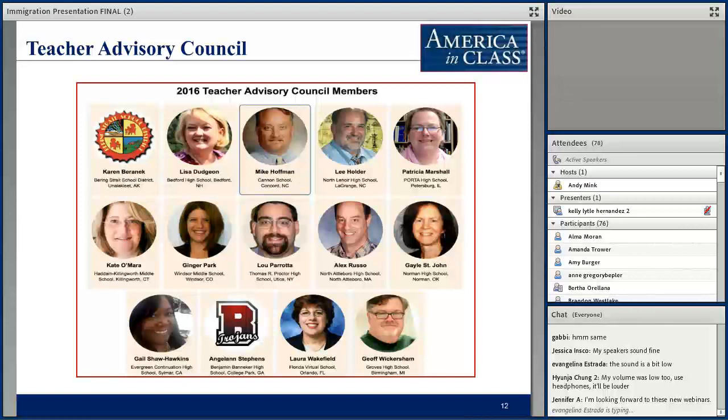We also work very closely with teachers in the classroom. Our Teachers Advisory Council is at the back end of their annual commitment. On August the 1st, the 14 teachers that you see in front of you will be rolling off of our council. In the next month or so, we're going to be recruiting new council members, and we will be detailing this at all of our webinars, but also sending this out through our Constant Contact. We would love to have all of you consider at least applying for and being a part of this council.